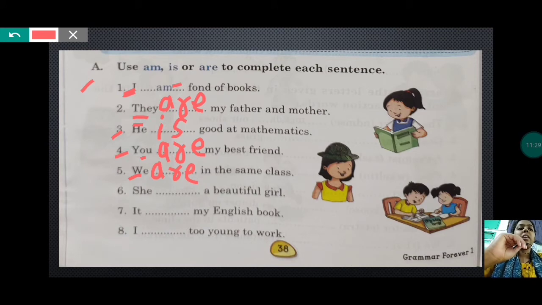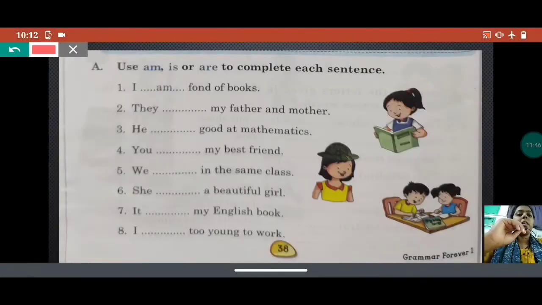Number 6. She dash a beautiful girl. Now she is used for a singular female person. So we will always use is. She is a beautiful girl. Now, number 7. It dash my English book. It is my English book, because I have told you that whether we talk about a singular person, animal, place or thing, we always use is. Number 8. I dash too young to work. I am too young to work. I always uses am.